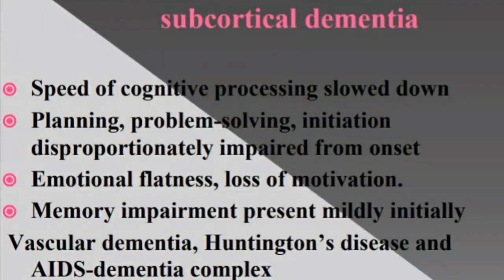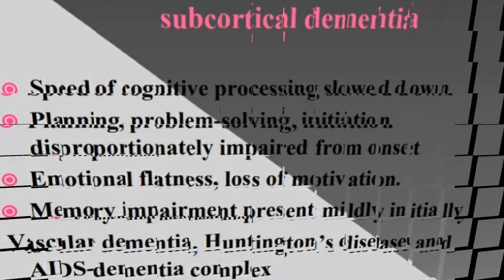Characteristic features of subcortical dementia. Here we talk about the subcortical area, so the involvement of the cortex is a little bit late. The impairment of function is as follows: speed of cognitive processing slows down; planning, problem solving, and initiation are disproportionately impaired from the onset; emotional flatness and loss of motivation; and lastly, memory is involved. The memory impairment is present only mildly initially. The commonest examples are vascular dementia, Huntington disease, and AIDS dementia complex.